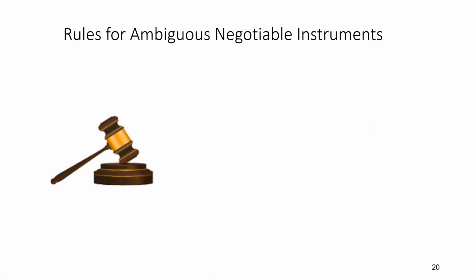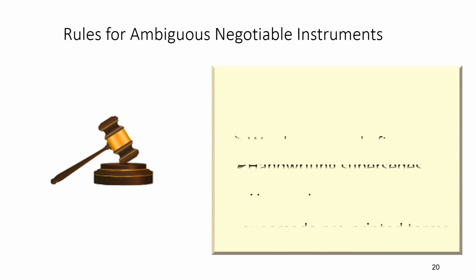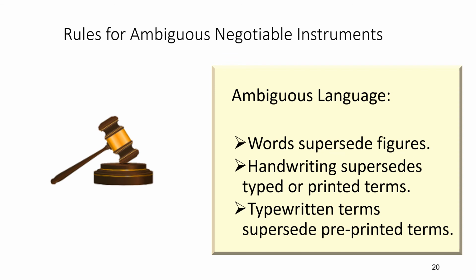What if we have some ambiguities in the instrument? What if there are problems? What are our rules of construction? If we have ambiguous language in our negotiable instrument, words supersede figures. So if in my promissory note I'd written in words $3,600, but the numerals had said 3,700, so that the parties didn't know, okay, well, which one is right. The court is going to go with the words.